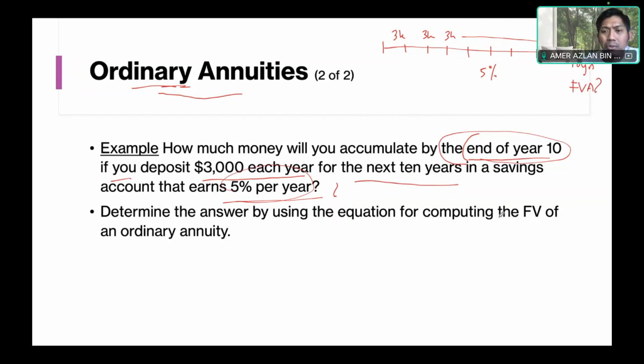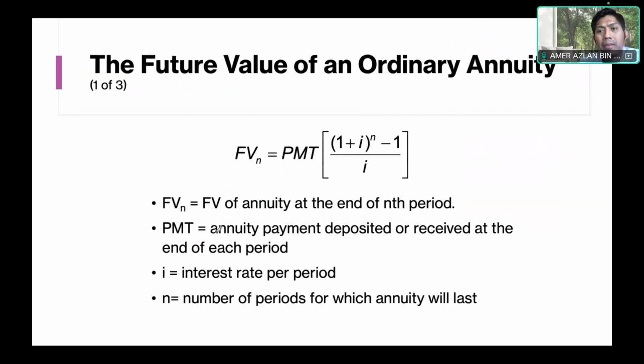So to calculate the future value of an ordinary annuity, we will use this formula. This is the future value of an ordinary annuity formula, which is equivalent to PMT. PMT stands for the annuity payment that you deposit consistently at the end of every year, which is the 3,000. Bracket 1 plus I, which is the interest, over N, the number of periods, minus 1, you divide by I, which is the interest rate, and close bracket.